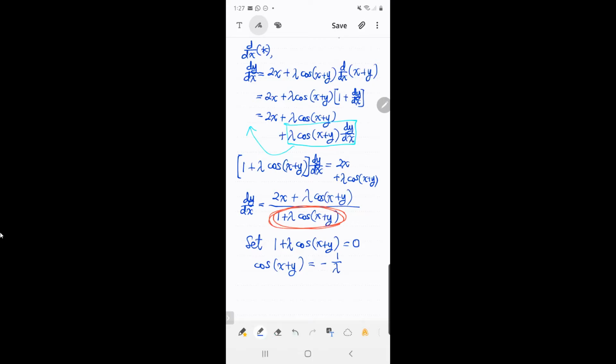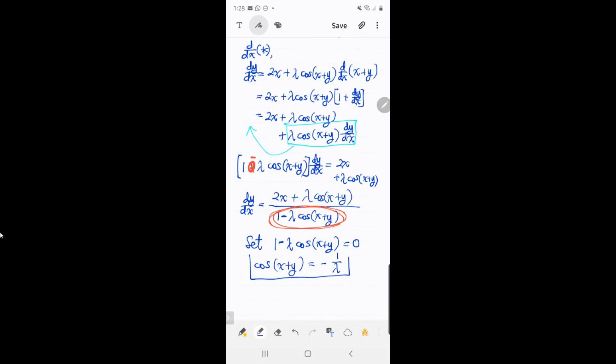So one of the signs here is wrong. Let me check. This one is wrong, right? So this one should not be plus, it should be minus. So if this is minus, this part is also minus. I think I'll erase it, otherwise it becomes messy. So it should become 1 minus lambda cos(x plus y). So this part also becomes 1 minus lambda cos(x plus y) equals 0. Then cos(x plus y) is equal to 1 over lambda. Now you get this equation.